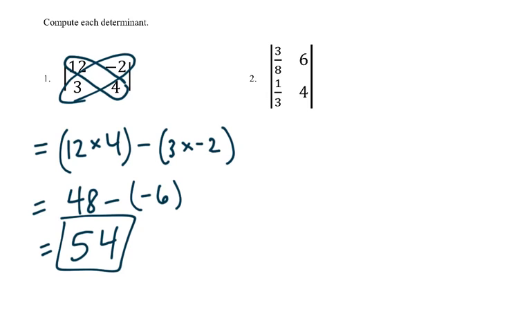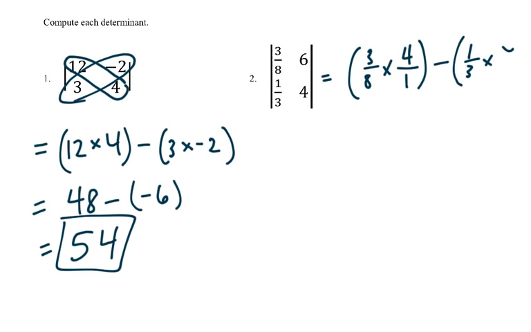We're going to do the same thing on the second matrix. We're asked to find the determinant of the matrix 3/8, 6, 1/3, 4. The determinant is going to be equal to 3/8 times 4, and I can rewrite 4 as 4 over 1. Those two things are equivalent. Minus 1/3 times 6, or 6 over 1.